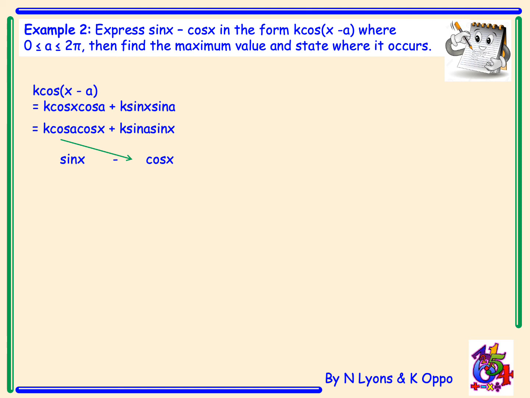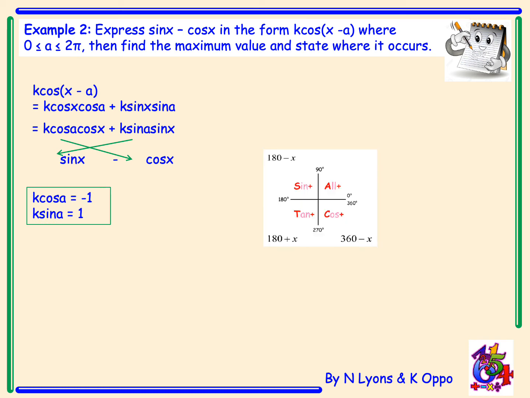K cos A is in front of cos x, so in this case it will be equal to -1. And K sin A is in front of sin x, this time it will be +1. And here we can clearly state it. Using this information, we can draw our CAST diagram. So cos A is equal to a negative value, so cos is negative in S and T, and sin A is equal to a positive value, and sin is positive in S and A. Therefore, in this occasion, we are looking for an angle in our second quadrant.